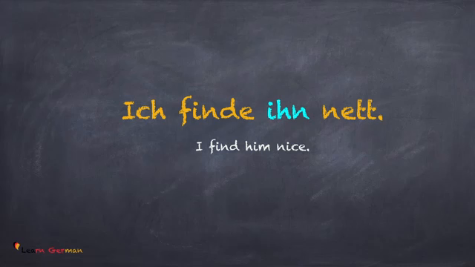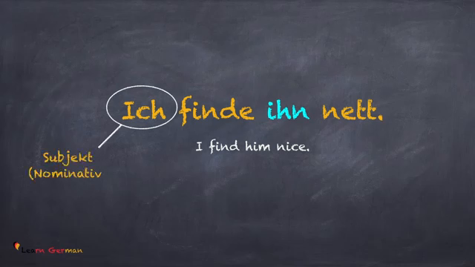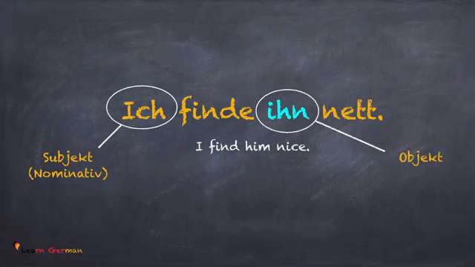Now let's see, why do we use ihn here? Ich finde ihn nett. In this sentence, ich is my subject, therefore it will be in nominative, whereas ihn is the object, hence in accusative. Since er is the nominative of masculine or Michael in this case, we need an accusative personal pronoun for masculine, which is ihn.